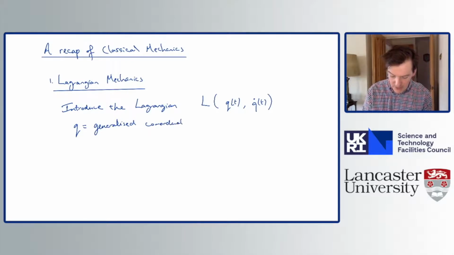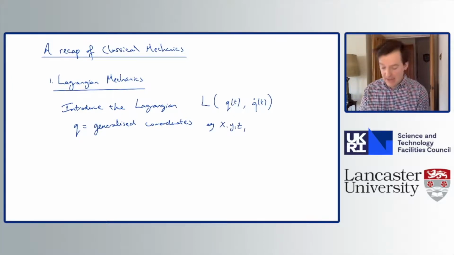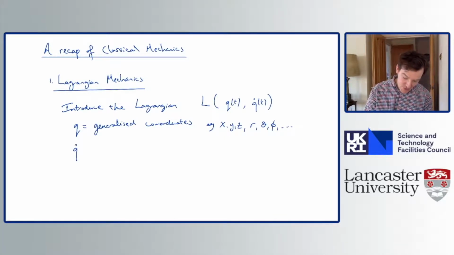They could be the familiar x, y, and z Cartesian coordinates, or they could be coordinates in a different coordinate system, like spherical coordinates. So it could be r, theta, phi, or something else. One of the nice advantages of Lagrangian mechanics is that we can work with these generalized coordinates very easily. And then q dot is simply the time derivative of q.